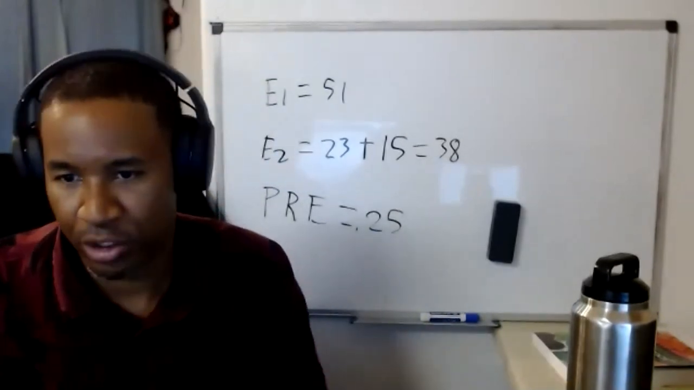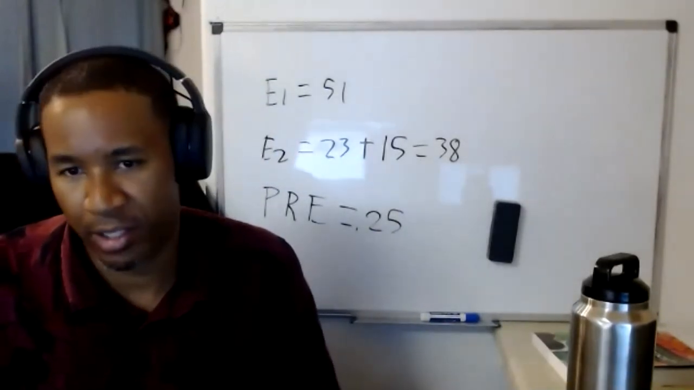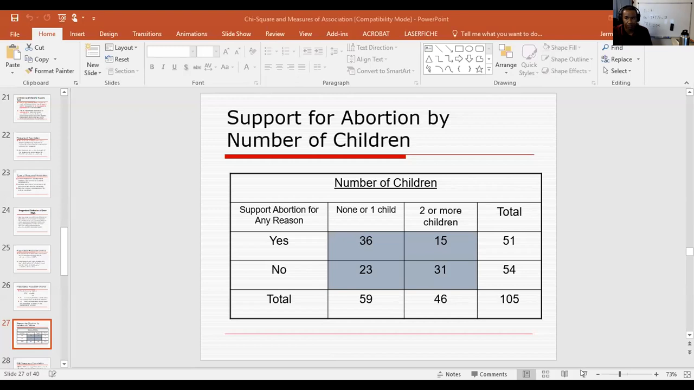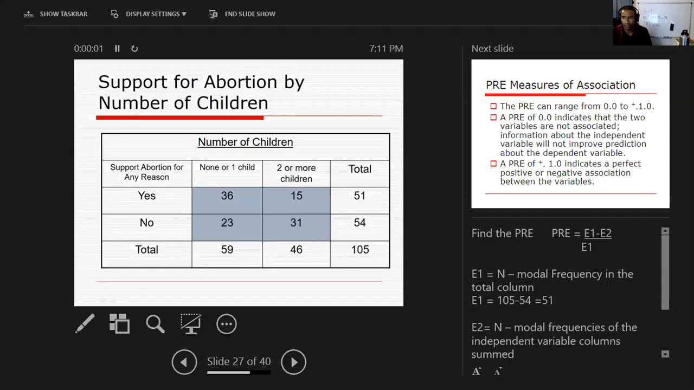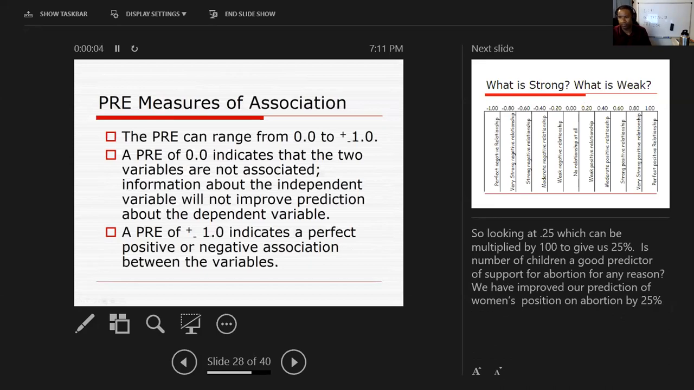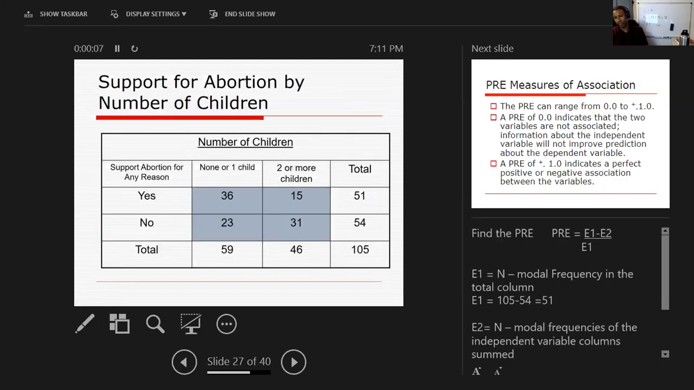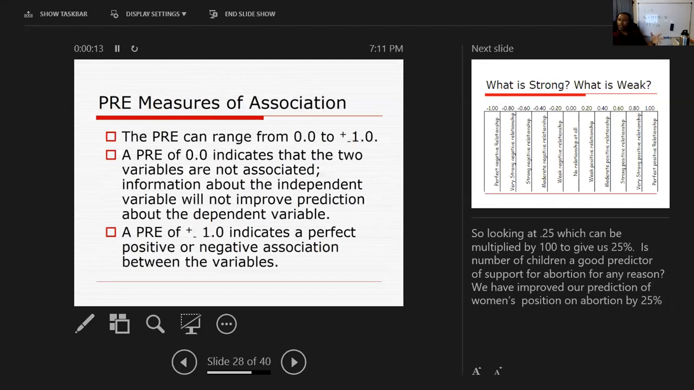Okay. Now I'm going to show you a chart that helps you to determine what number is a strong, which number is a moderate, which number is a weak relationship. Can y'all see this PowerPoint again? Yeah. Okay, good. So we just calculated the PRE here. We know it's 0.25. Now that you know this 0.25, you might say to yourself, okay, what does 0.25 tell me? Is it a weak relationship? Is it a strong relationship? Is it a moderate relationship? So the PRE is a number that can range from 0 to either positive 1.0 or negative 1.0.